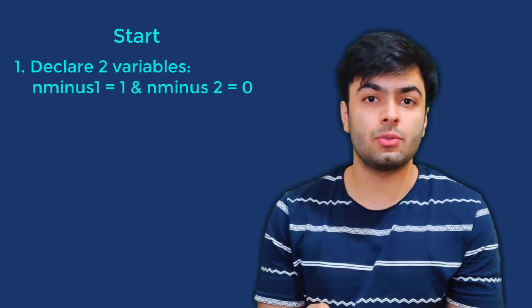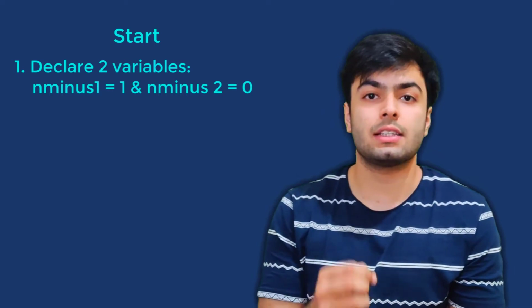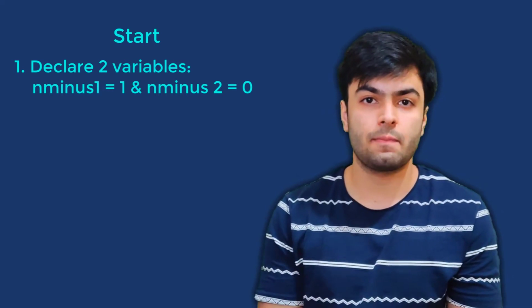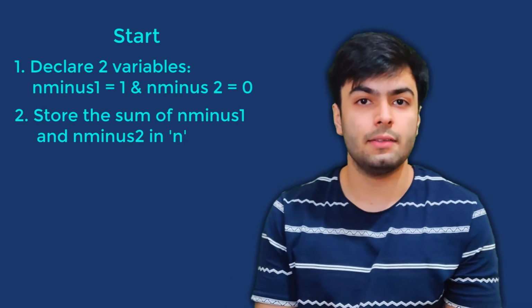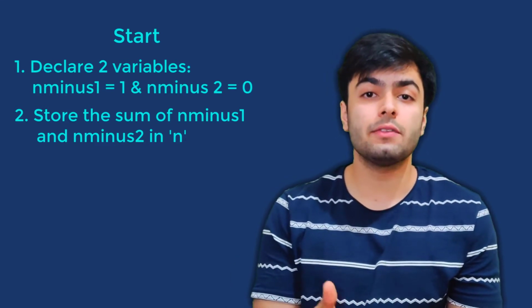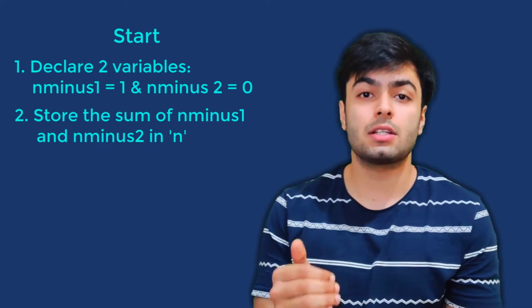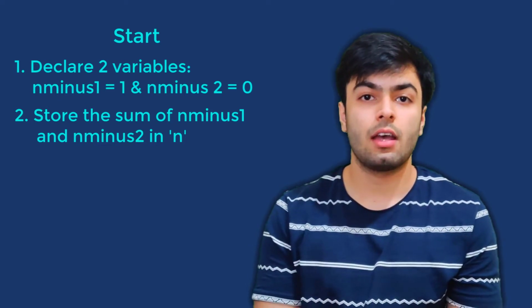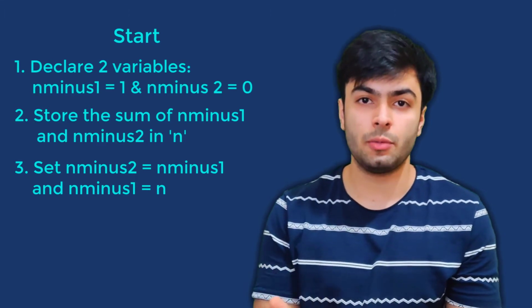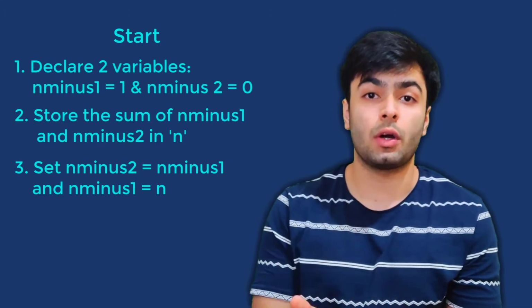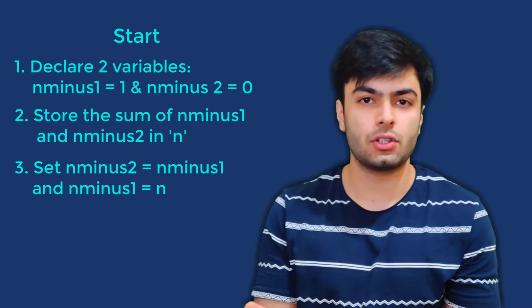So to generalize this, let's say the number of terms we want to find is x. We start with 2 variables, n-2 and n-1, set to 0 and 1 respectively. Then we add the 2 variables to find the value of the next term, n. For the next term, we update the values of n-2 and n-1 as follows. We set the value of n-2 to be n-1 for the previous term, and we set the value of n-1 to be equal to that of the previous term, n.